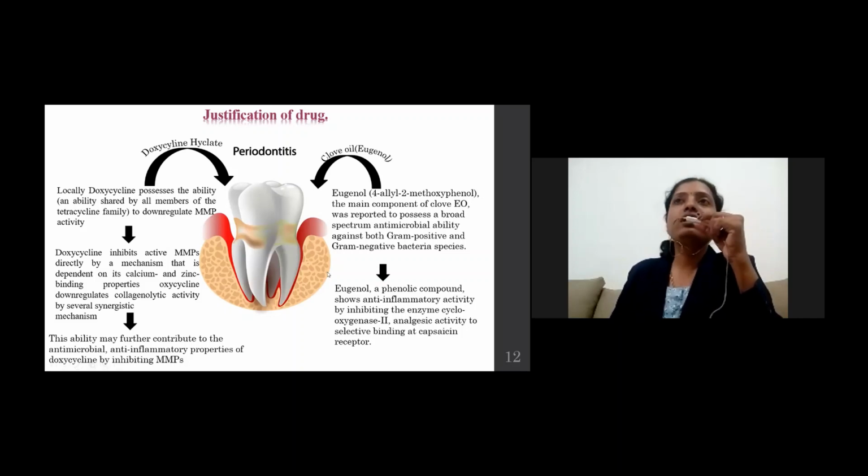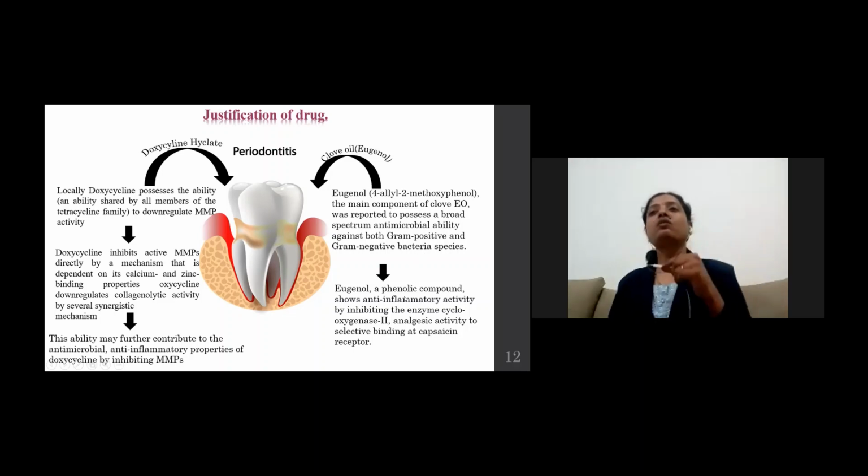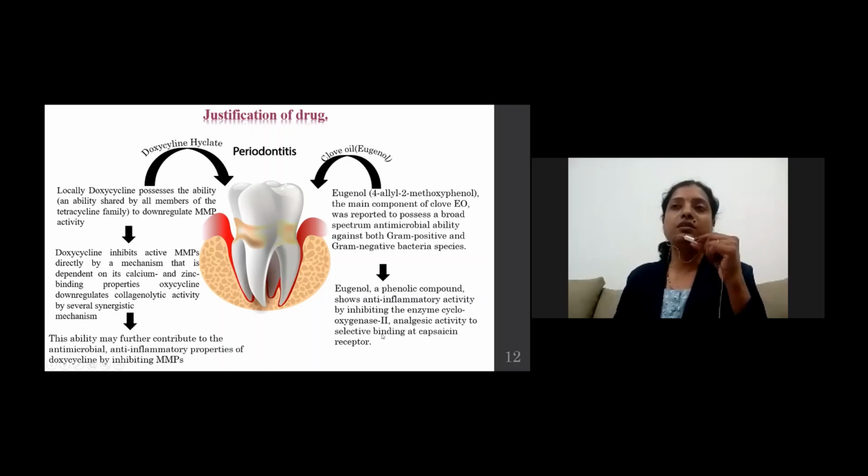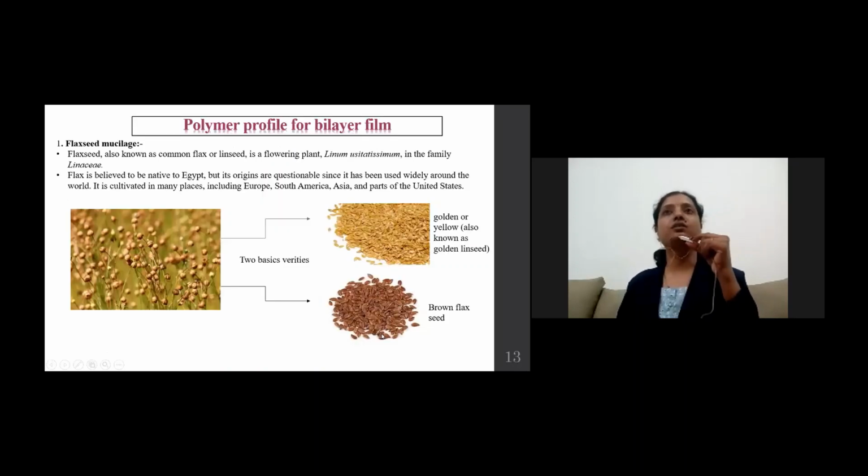And next one is the eugenol. It is effective on both gram positive and gram negative bacteria, and basically it acts on the cyclooxygenase 2 enzyme to initiate the anti-inflammatory action.